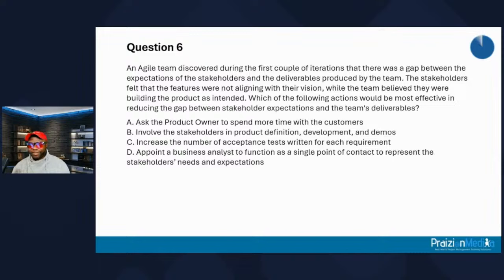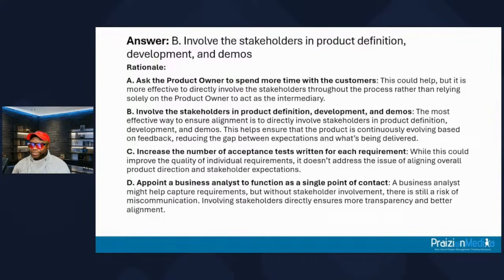Now let's examine the options. So, if there's a gap between the understanding of the stakeholders' expectations and what the team delivers, certain things will give you an edge. Let's take a look at the options in detail. The answer is B, to involve stakeholders in the product definition, development, and demos.